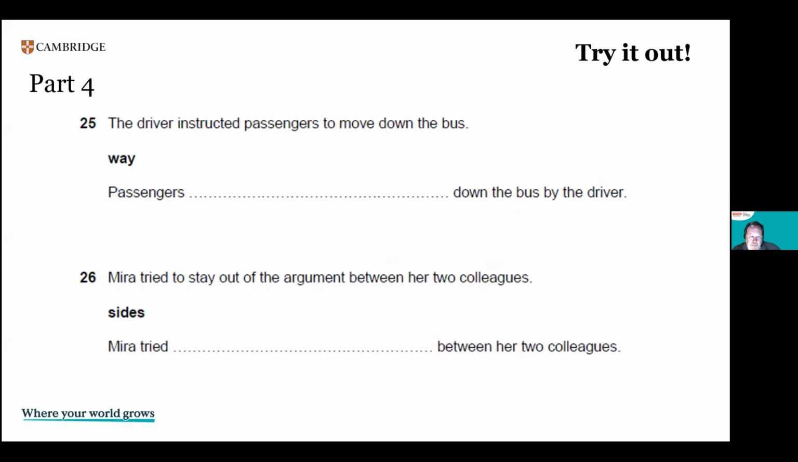This is part four, which I tried to explain. Here you have a sentence, and then you have a second sentence with a gap. The second sentence has the same meaning as the first sentence, and you need to complete it using between 3 and 8 words, including the word way. And in this case, you can't change the word way.